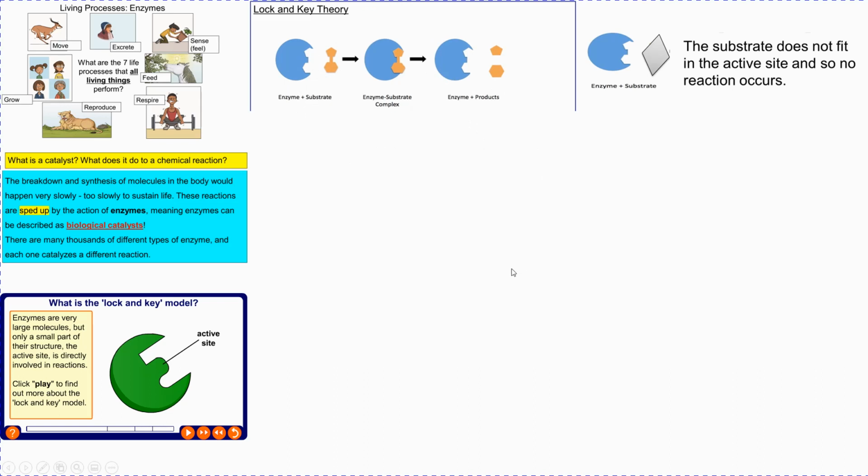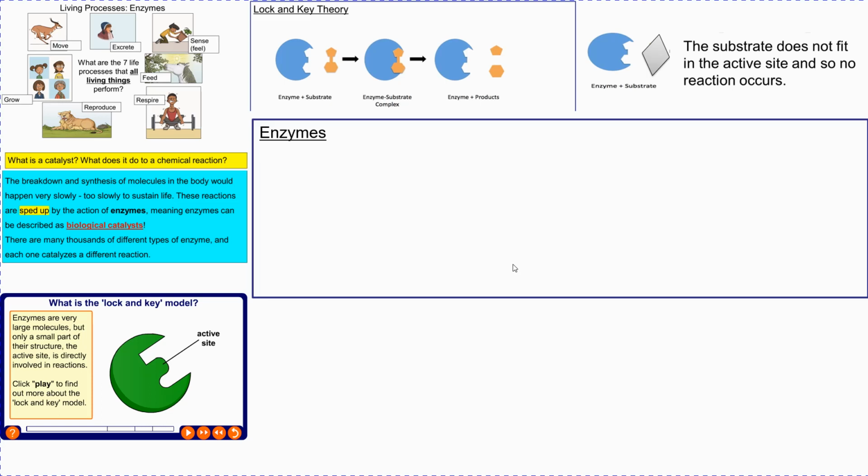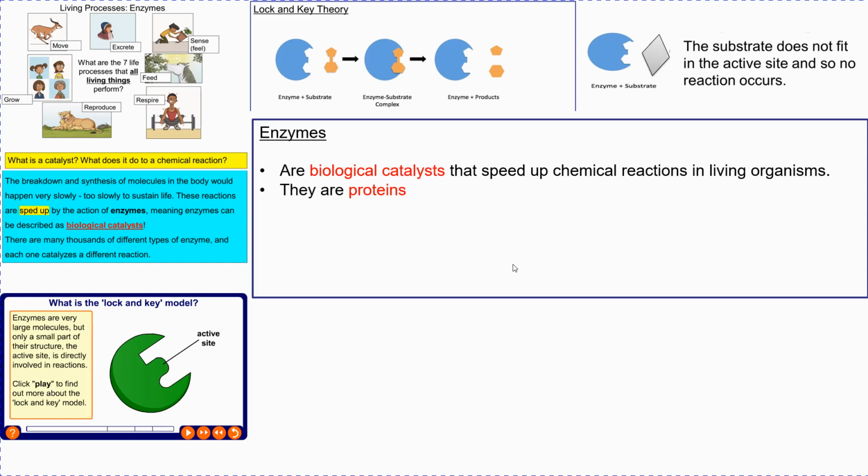So a lot of enzymes, particularly those involved in digestion, will break molecules up, but some of them do actually build molecules back together. Okay, so there's some key ideas here. We've said that they're biological catalysts that speed up chemical reactions in living things. So remember, biological is to do with the living part, and catalyst is to do with speeding it up. They're made of proteins, so they have a long chain of amino acids joined together, and that chain makes the very specific shape of the active site.